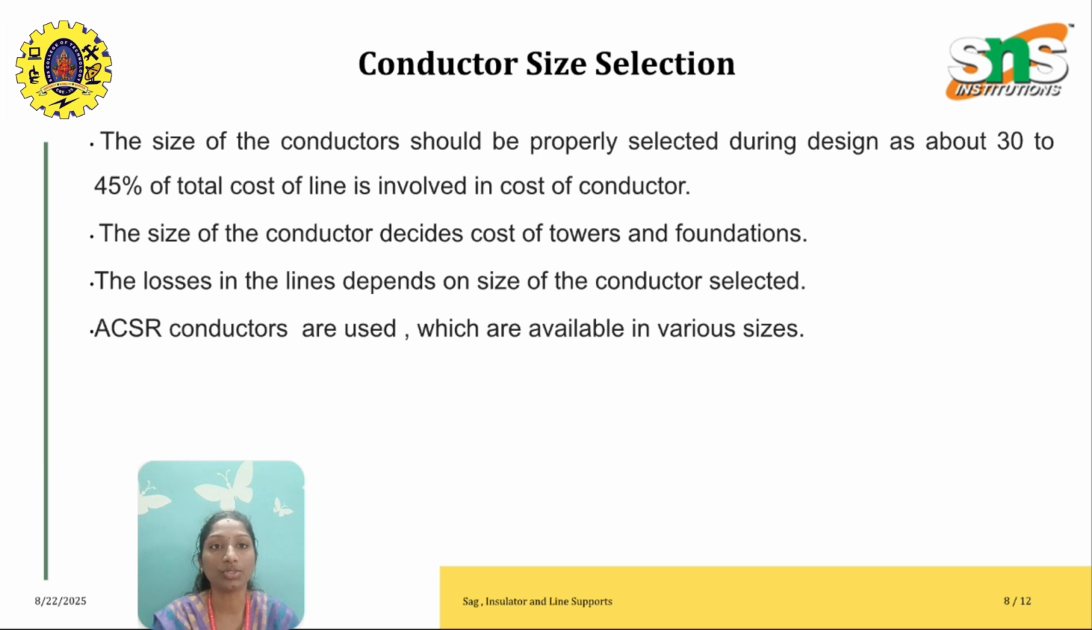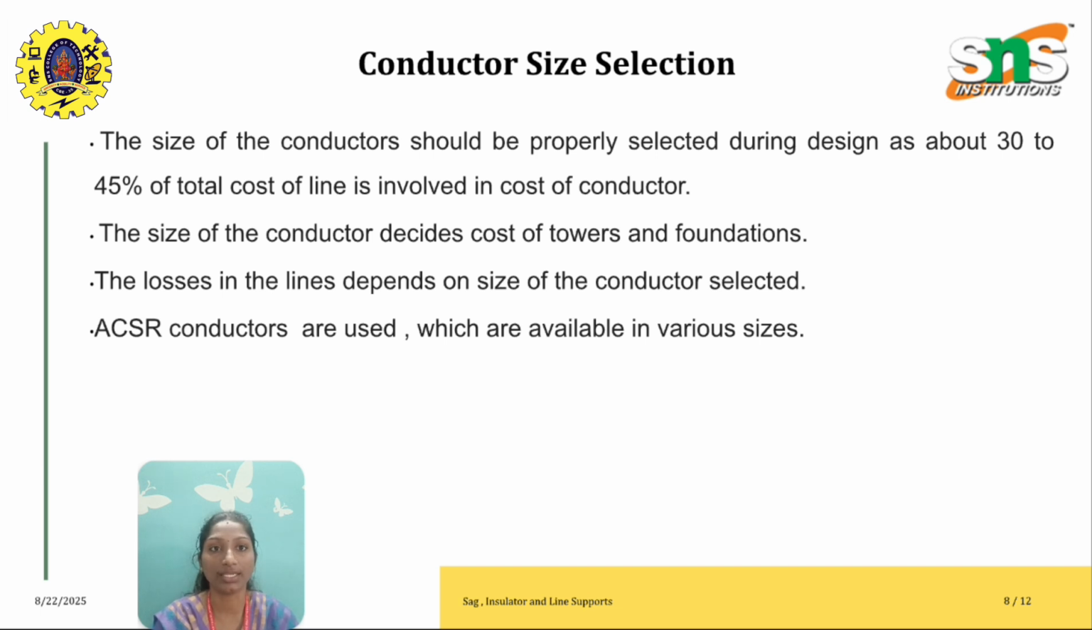Now coming to the conductor size selection. The size of the conductor should be properly selected during the design itself, as about 30 to 45% of the total cost of the line is involved in the cost of the conductor. The conductor plays the main role, taking 30 to 45% of the total cost. So this is a very important parameter.